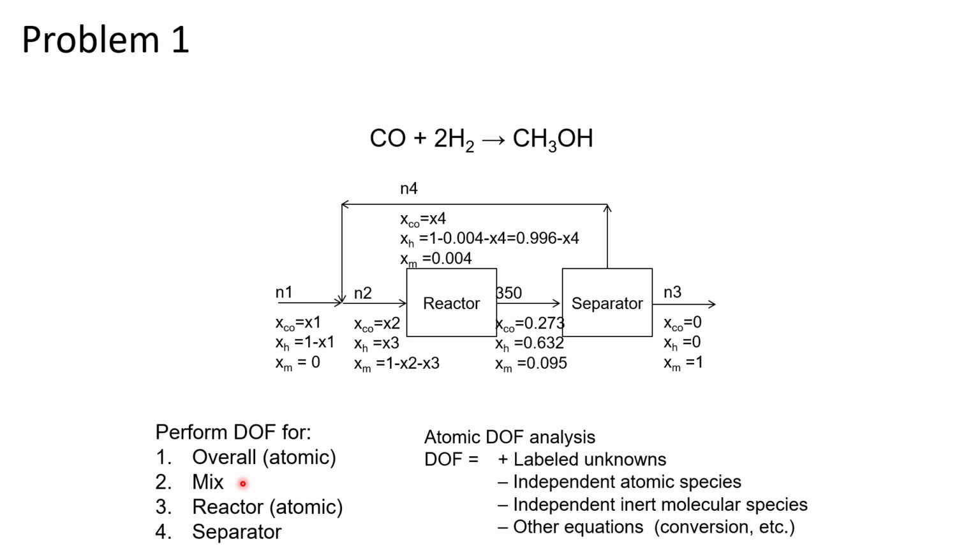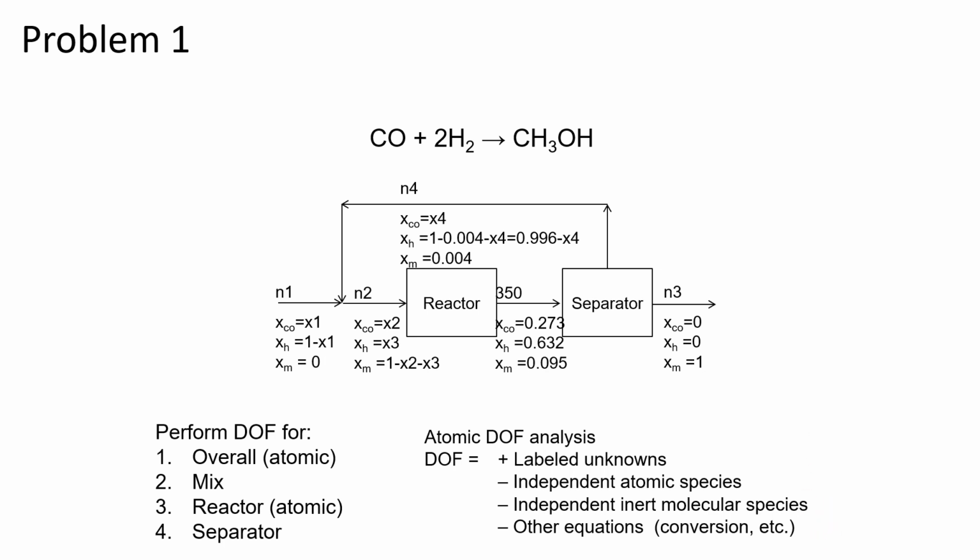We'll count the same way as we have in the past. For the reactor, we'll use atomic balances, and for the separator, we'll do molecular species balances. And to remind you that when we perform atomic balances, the degrees of freedom are calculated by taking the number of labeled unknowns and subtracting from it the number of independent atomic species, and then the number of independent inert species, and then any other equations that we might have.